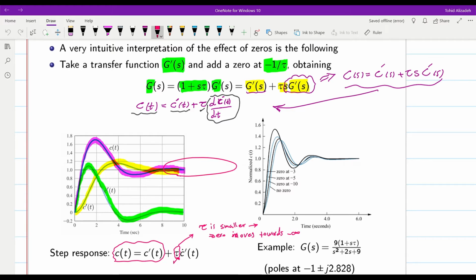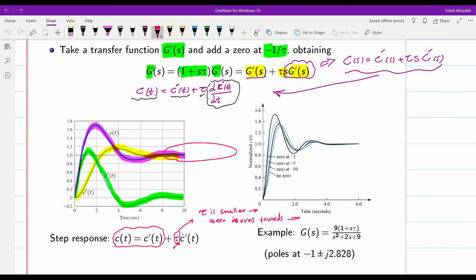You can see another example which is shown here. We have a second order system which has two poles at minus 1 plus minus j 2.828, and there is an additional 0, let's say, at minus 1 over tau. And you can see the step response for different values of tau in the graph which is shown here.